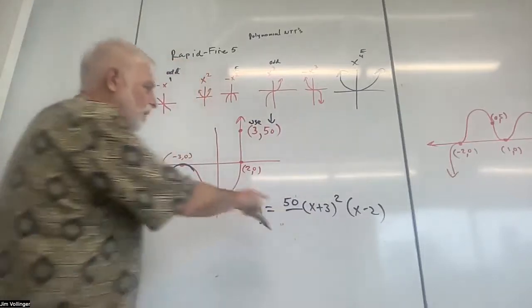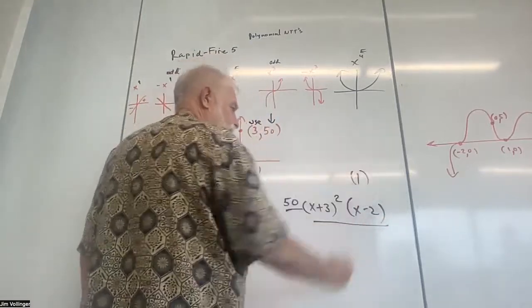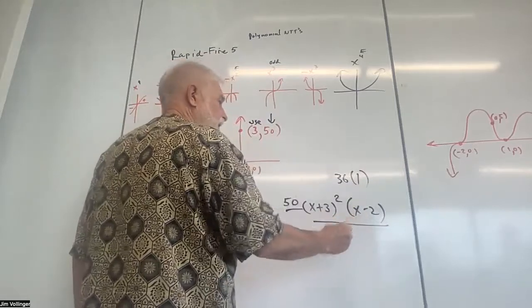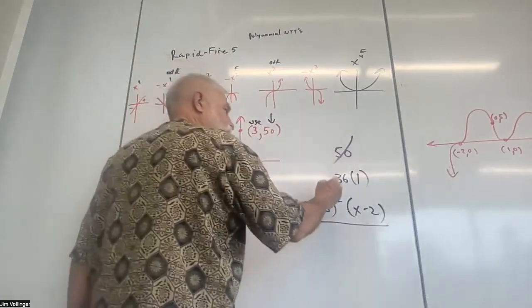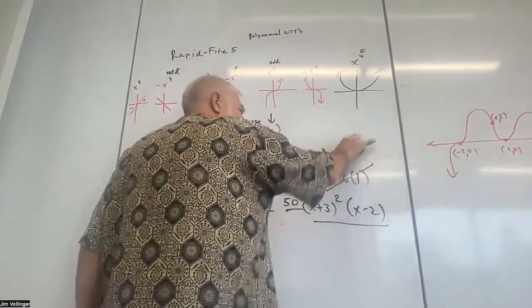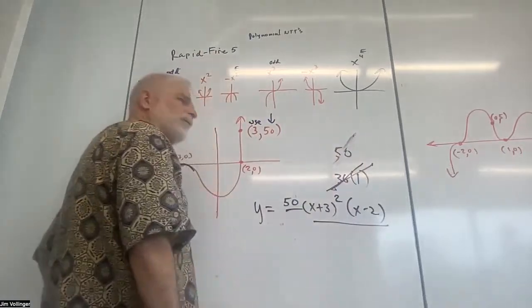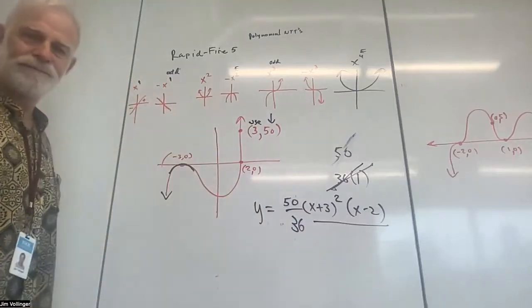There it is. I'm almost done. All I have to do is plug 3 in and use it. Well, 3 minus 2 is 1. 3 plus 3 is 6. 6 squared is 36. That's not 50. So I want to get rid of this number and actually bring that one in. That's the one I want to get rid of. And there's a great operation that does that: division. That's that graph.